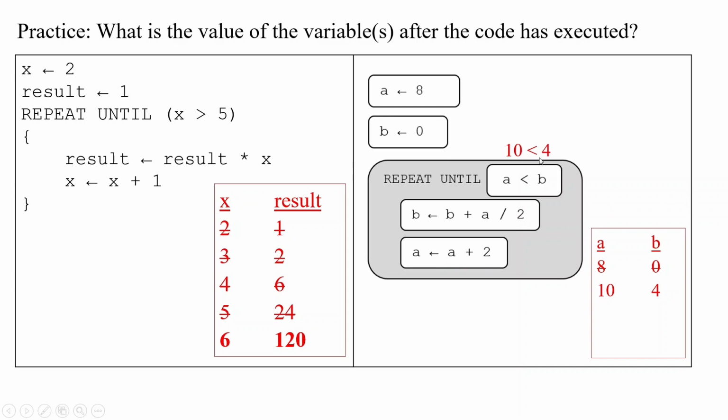Is A less than B? It is not. So you're going to go through again, and make sure now when you go through again and you revisit this line of code, we're using the current values of A and B. So B is 4, A is 10. Order of operations here, 10 divided by 2 is 5. 4 plus 5 is 7.